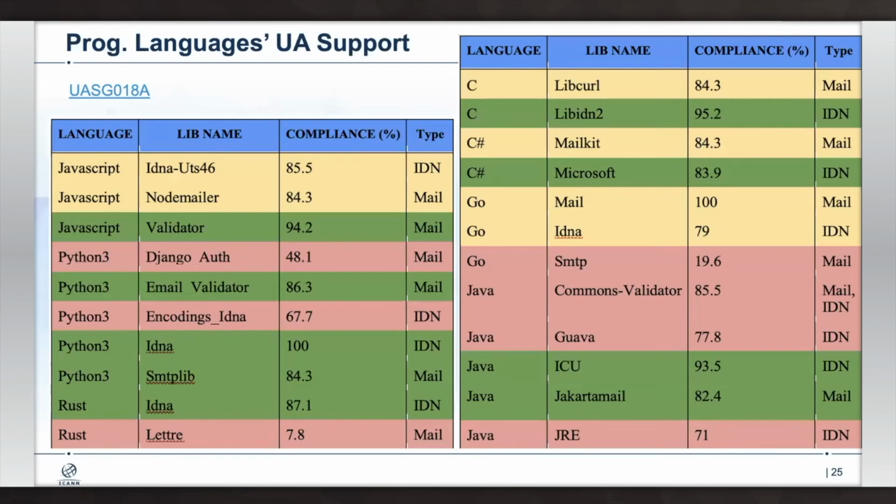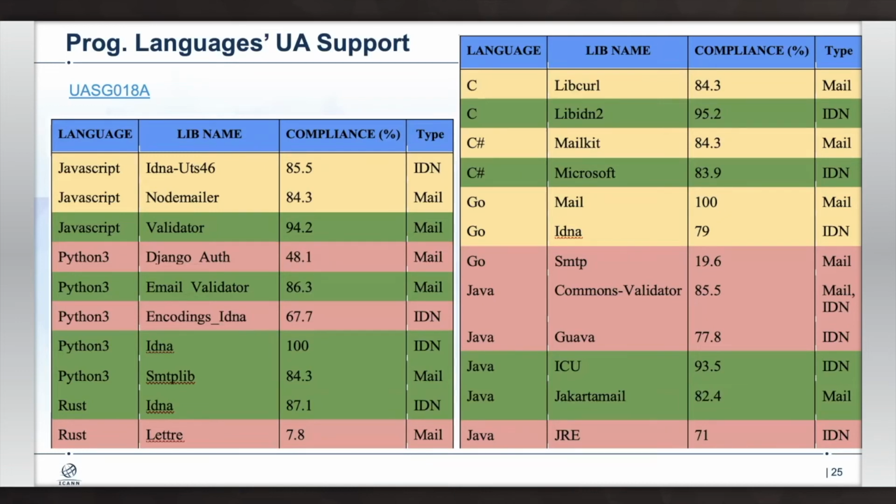We actually went out and looked at how we can program for UA readiness. And we've been looking at all the different programming languages and found that not all libraries which are available to support IDNs or emails are compliant with the UA, meaning that they support internationalized domain names and internationalized email addresses.